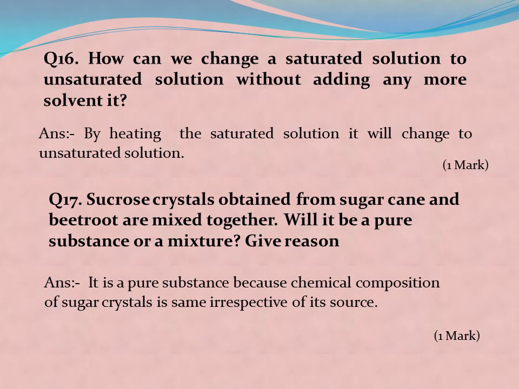Question number 17. Sucrose crystals obtained from sugar cane and beetroot are mixed together. Will it be a pure substance or a mixture? Give reason. Answer: it is a pure substance because the chemical composition of sugar crystals is the same irrespective of its source.